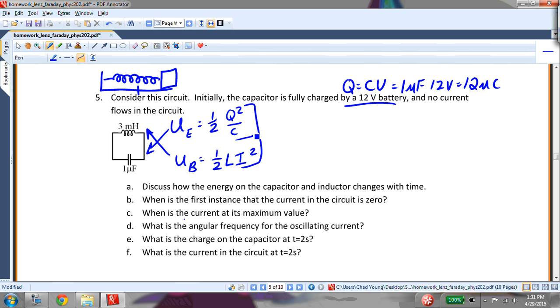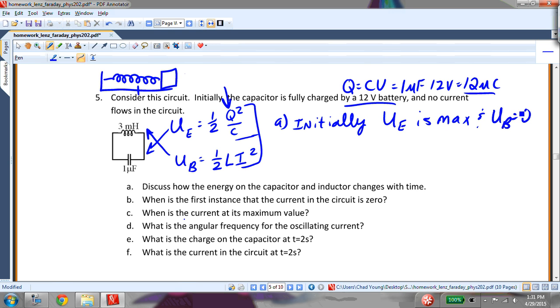So initially, for this part A, at t equals 0, all of the energy is stored in the electric field. And I know that because the charge is at its maximum. So initially UE is maximum, and UB equals 0, because the current equals 0. And then as time goes on, those trade back and forth.